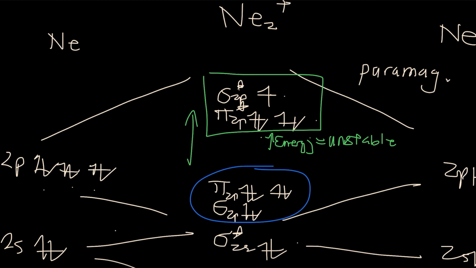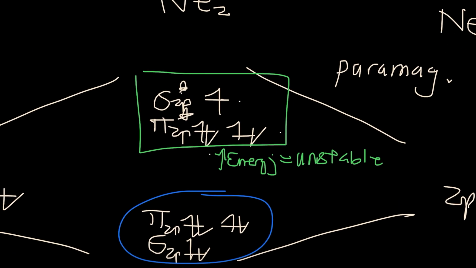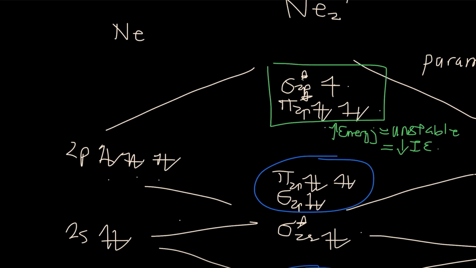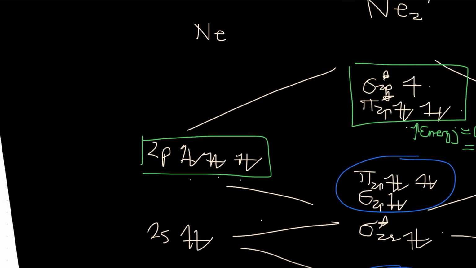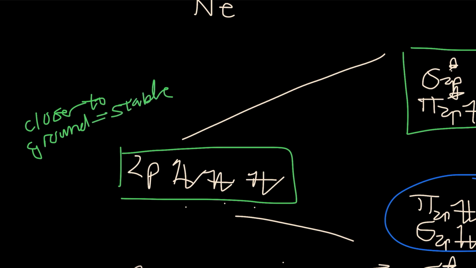There's more repulsion. And if it's unstable, that means it's easier to remove an electron, which means this has a lower ionization energy. Or if you want to look at it from neon's perspective, because it is lower in energy than the valence of neon 2 plus, that means it is closer to ground state. And we know ground state means it is stable. The more stable it is, the harder it is to remove an electron. So that means this will have higher ionization energy.